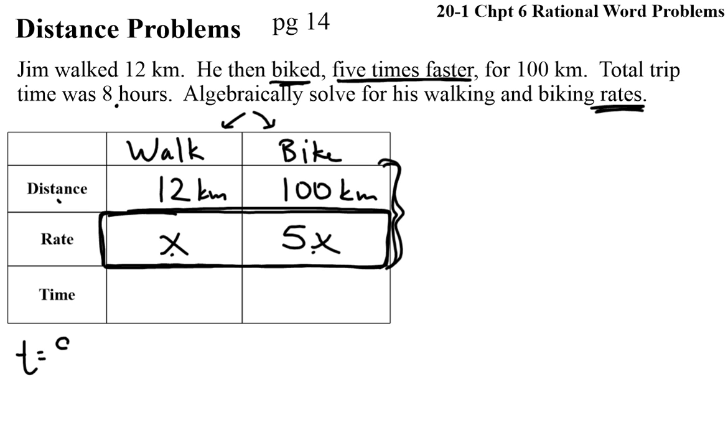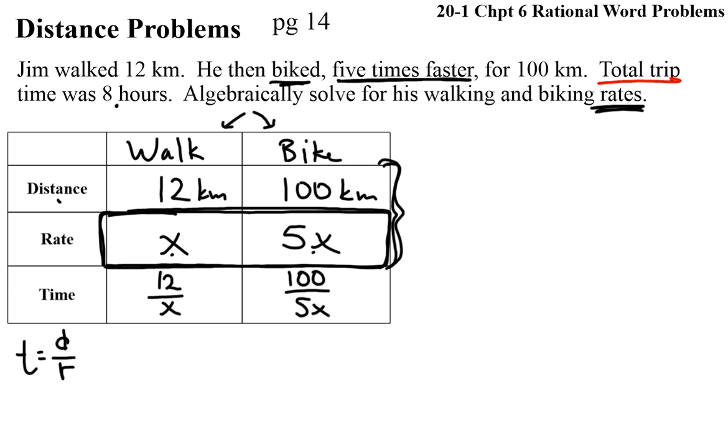Well, time is distance divided by rate. So the time walking was 12 divided by x. The time biking was distance 100 over 5x. Charts filled in. So now I go back to the question, and what's that extra piece?